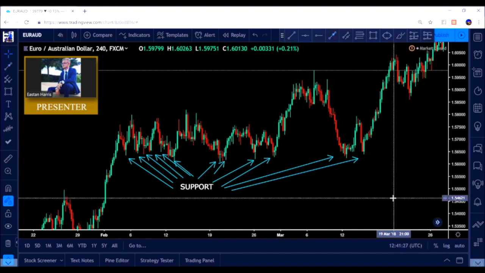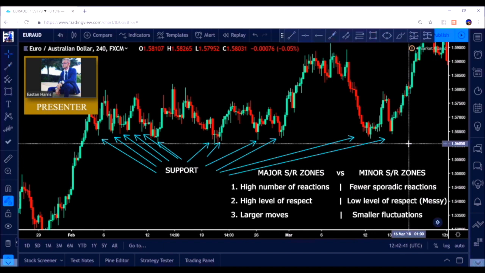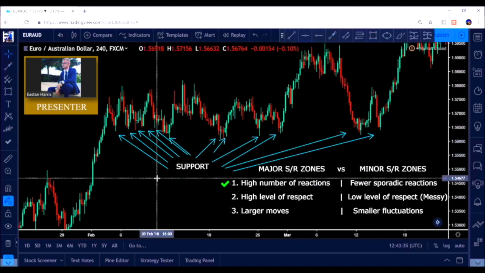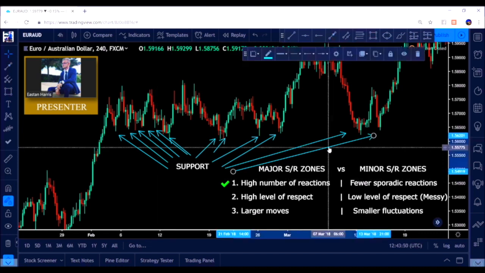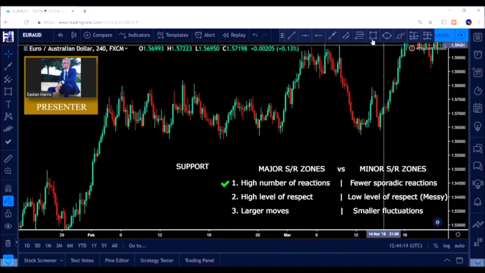Okay, now if you guys remember the rules for differentiating between the two supports, looking at this support, do we have a high number of reactions or do we have very few sporadic reactions? That is correct. We have a high number of reactions. We've got reactions here and a ton of them. How about we go ahead and get this zone drawn? Now I'm going to delete these arrows real quick. Okay, now let's draw this zone.